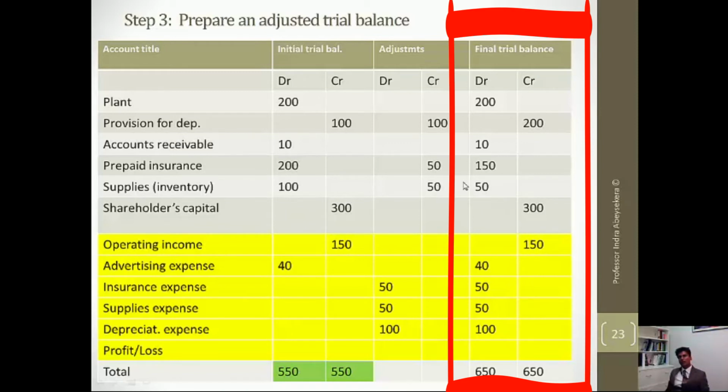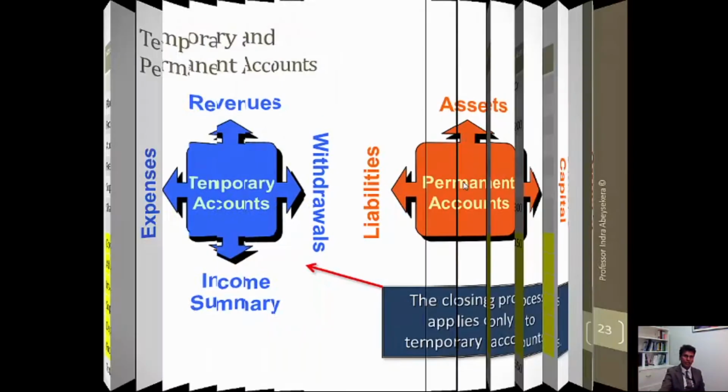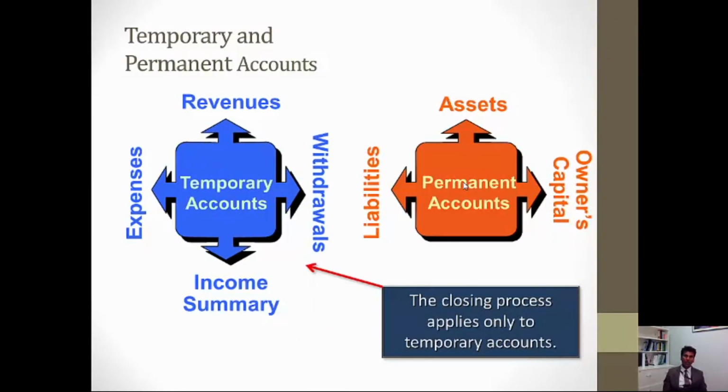Once the final trial balance is prepared, make sure that total debits equals total credits. Now, we need to do step 4 and step 5. Step 4 is to prepare the income statement, and step 5 is to close the temporary accounts.